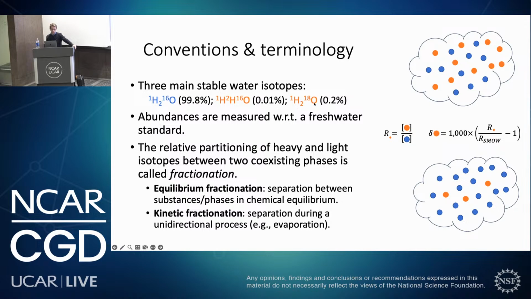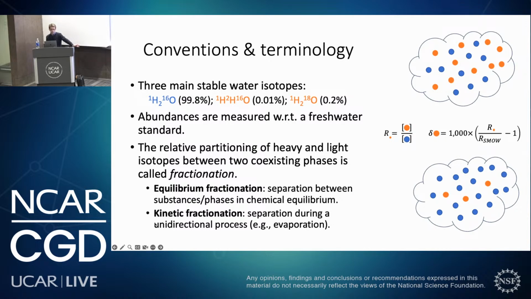So oxygen 18 is one of the types of water isotopes, and the other one has a deuterium atom and another oxygen atom. Otherwise, H2O16 is the most common form of water that we have. These abundance ratios are then compared to a freshwater standard, and with a little bit of manipulation, we define abundances. And different parcels can have different abundances of these isotopes.